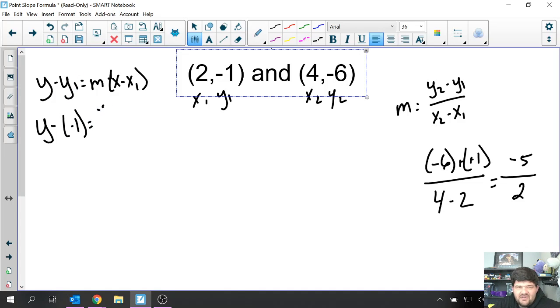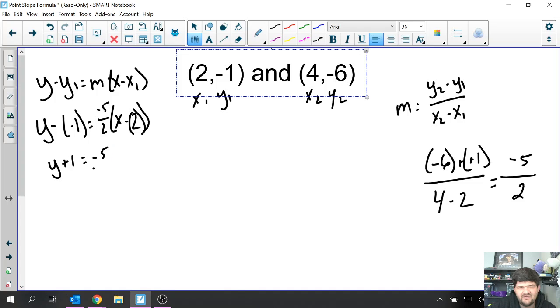M is -5/2. X minus x1, so x doesn't change. The x1 value comes from here, x minus 2. Remember, the minus is in the formula, so notice, you might have noticed it's changing. That's why we always do this. And if you want, you can leave these parentheses here too, this set. Y minus y1, y minus -1, excuse me, changes to y plus 1.